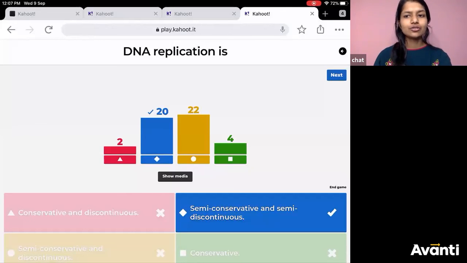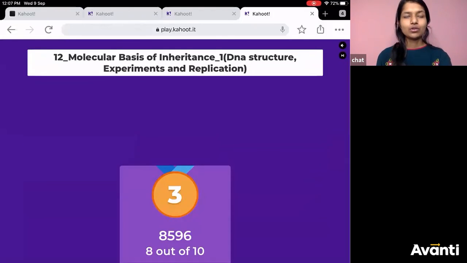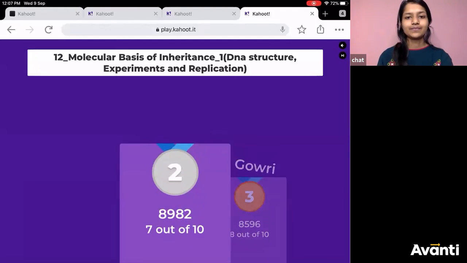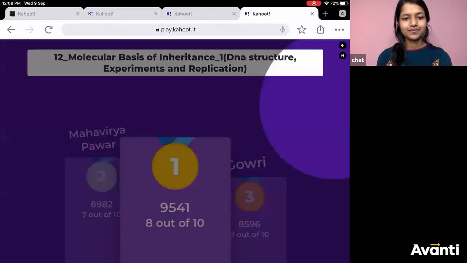Tomorrow we have class. क्यों? What is tomorrow? Thursday, right? We have class tomorrow. Yes. Tomorrow we will complete transcription. Okay? And we will go into the topic of genetic code.